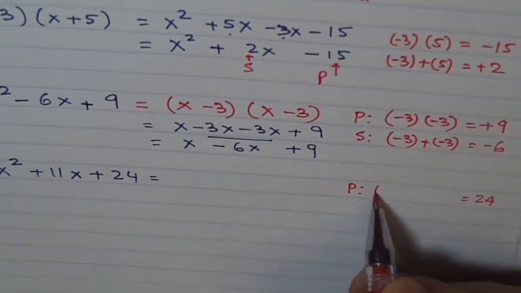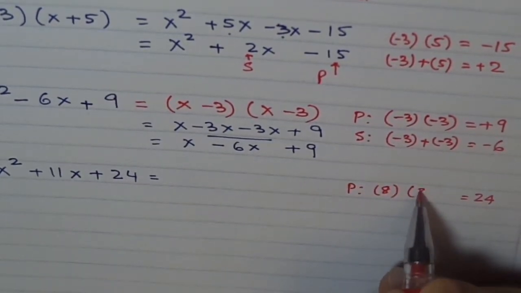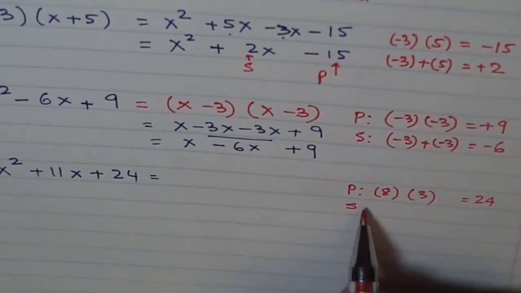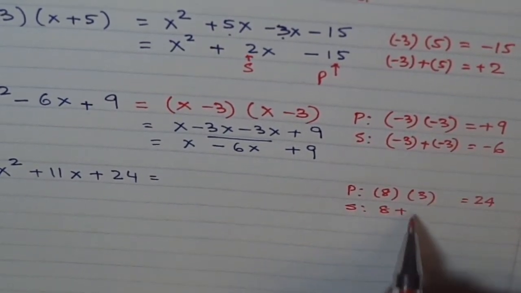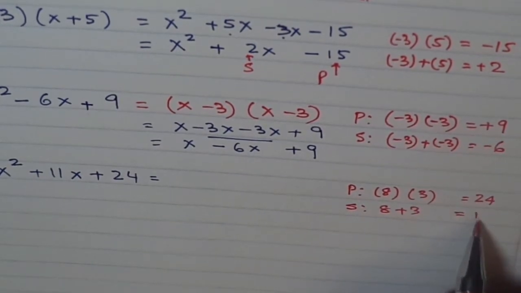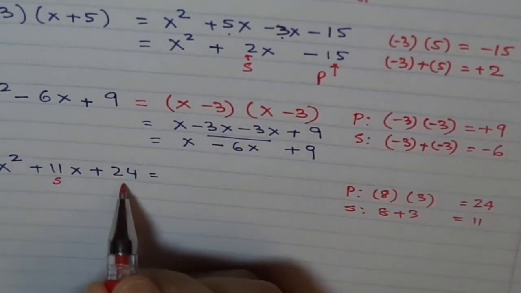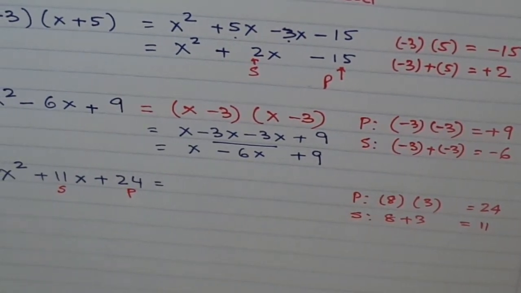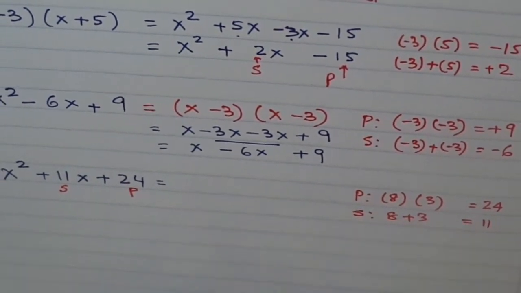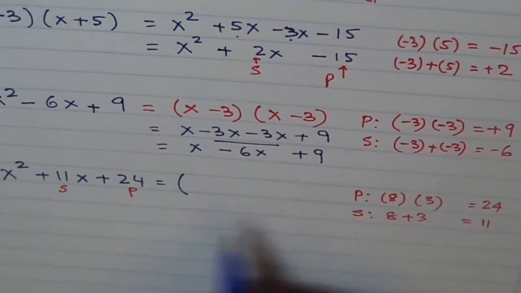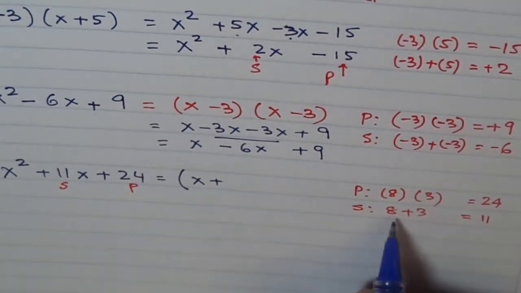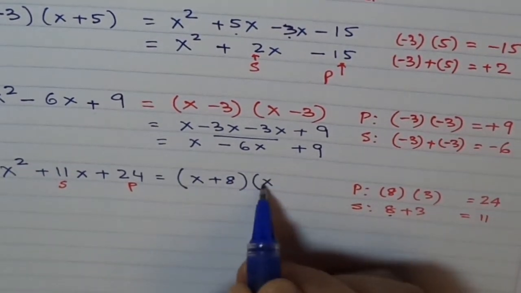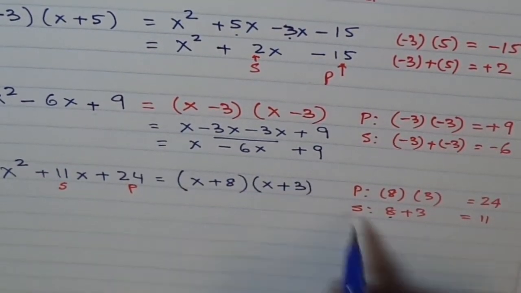How about 8 times 3? Oh yeah, 8 times 3 is 24, and when you add them, that means 8 plus 3, you get 11. So this is the sum part and this is the product you do get. So that is a perfect combination which we are looking for. So we can factor this with x plus 8 times x plus 3. So that's the way.